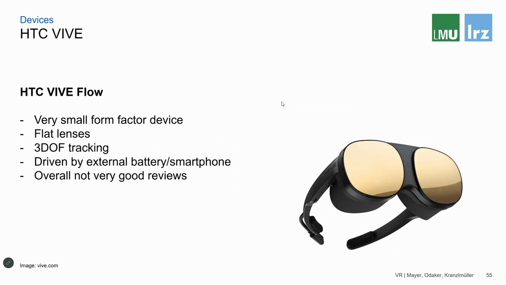The Flow, as I already said, is a device that has a very small form factor. It was designed to look a bit like a pair of sunglasses. Well, it is a bit thicker than that, but they went towards that aesthetic with it. It has flat pancake lenses, but it only has 3DoF tracking. So it's sort of a device that you use to sit down, lean back, and enjoy some content, whatever that content may be.